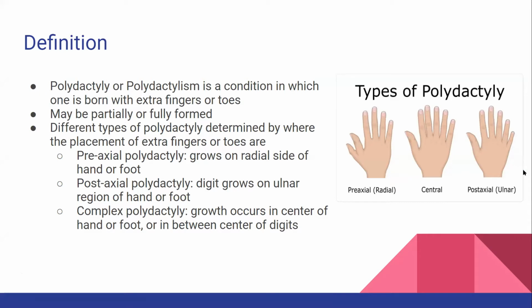On the picture to the right, you can see the types of polydactyly. There's preaxial polydactyly, where the finger grows on the radial side of the hand or the foot. In postaxial polydactyly, which is the furthest to the right, the digit grows on the ulnar region of the hand or the foot, which is nearest to the pinky toe or pinky finger. And the last type is complex polydactyly, in which the growth occurs in the center of the hand or the foot.